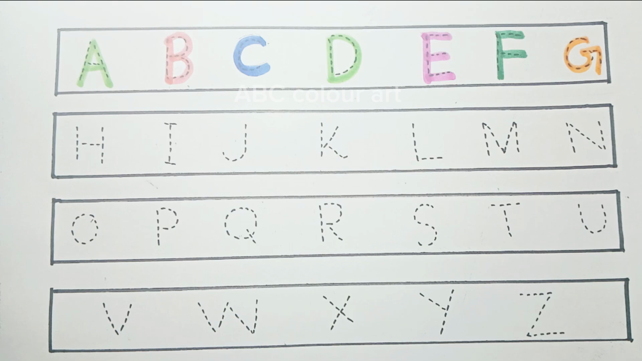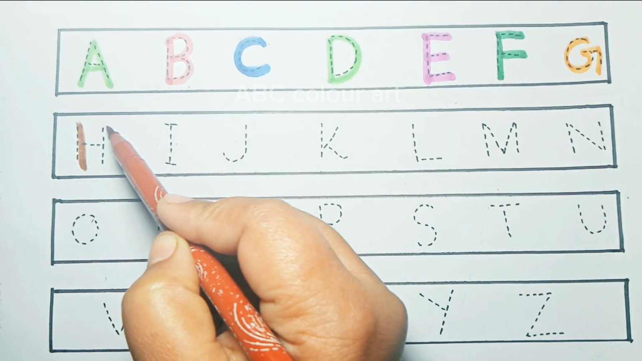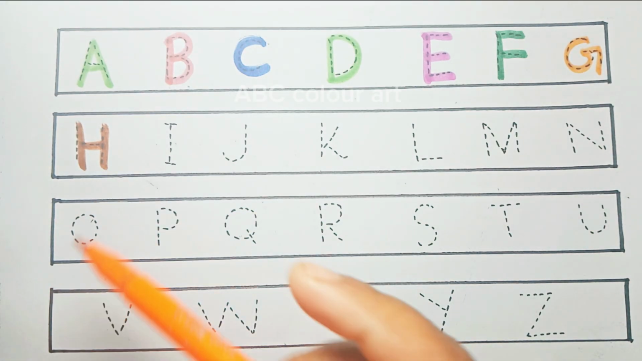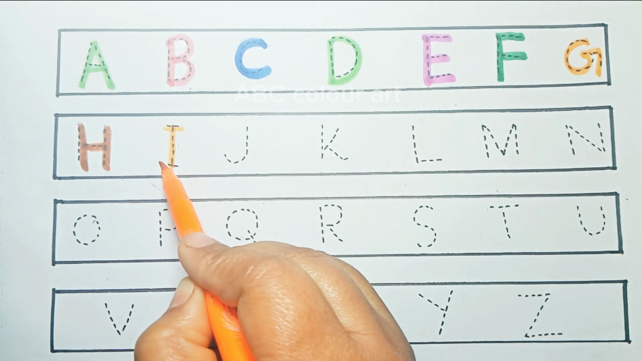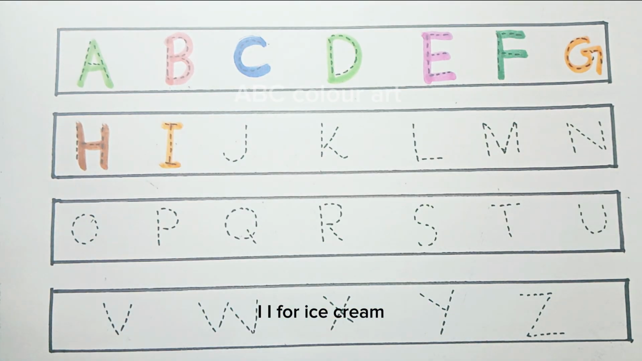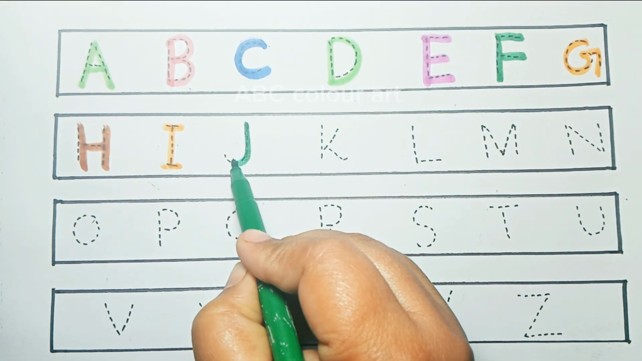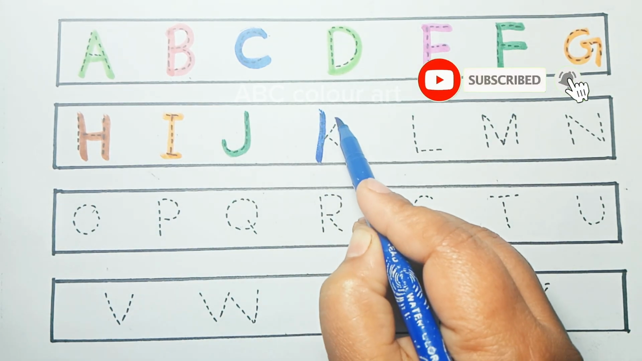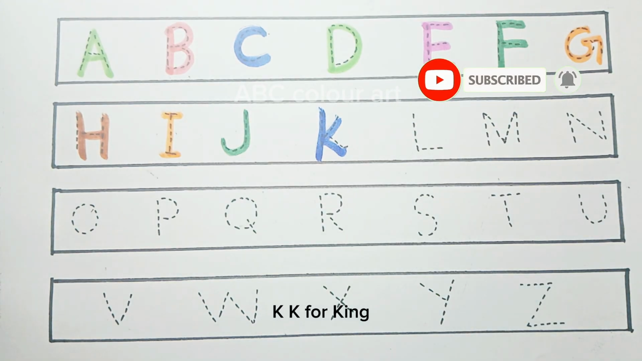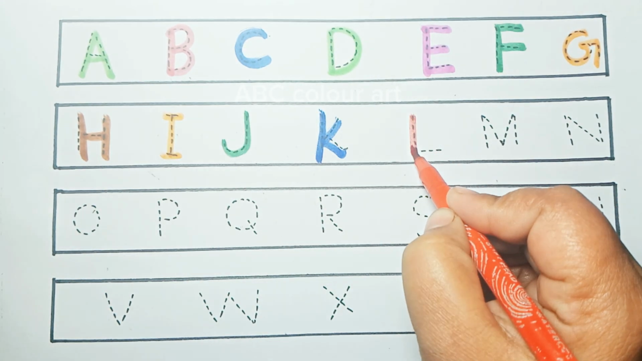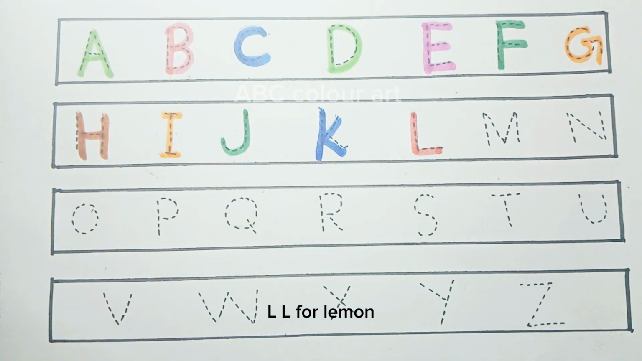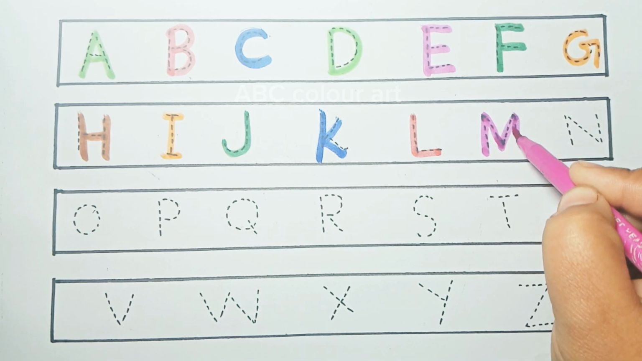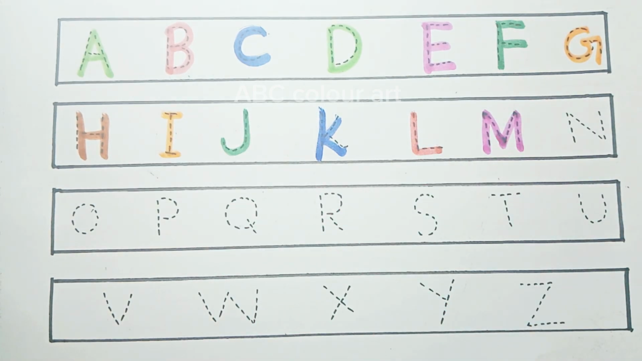G for grapes, H for horse, I for ice cream, J for joker, K for king, L for lemon, M for monkey.